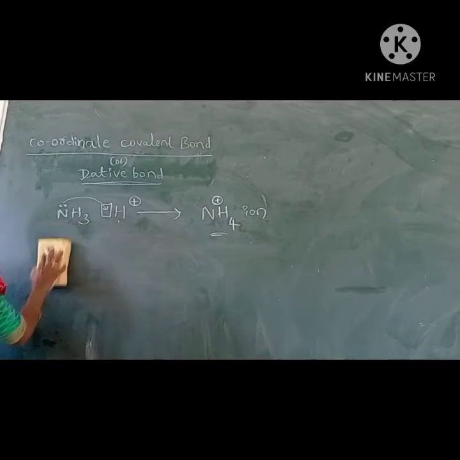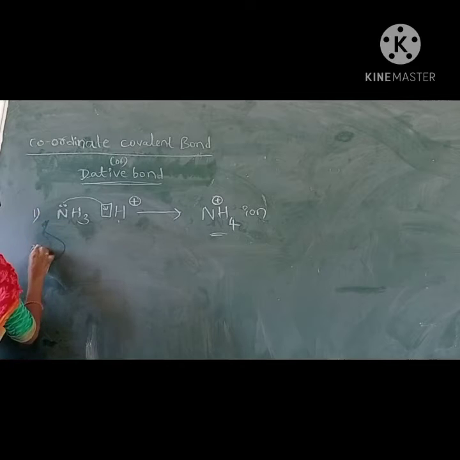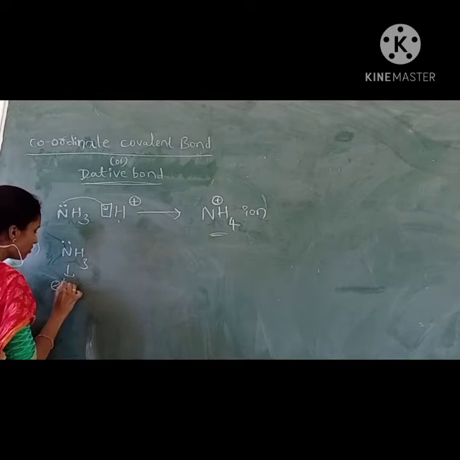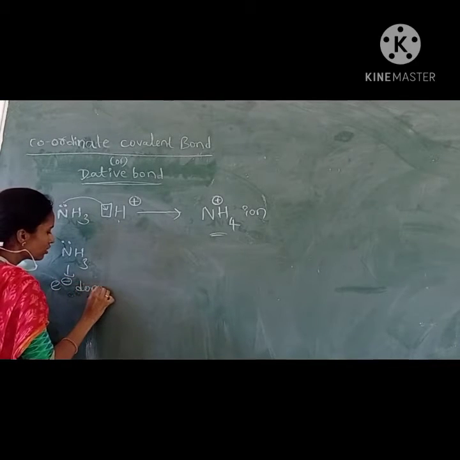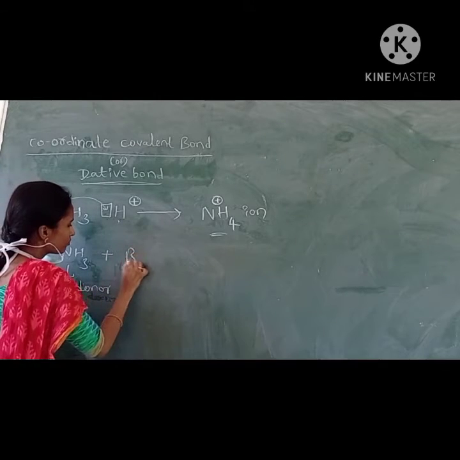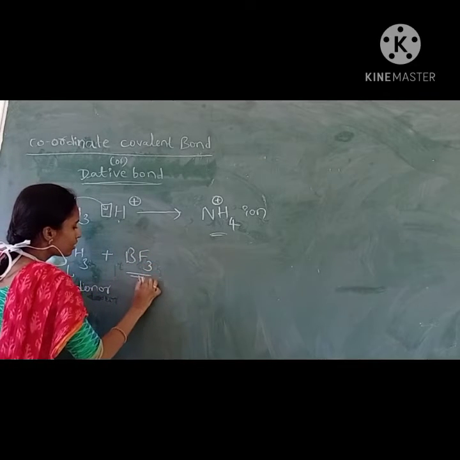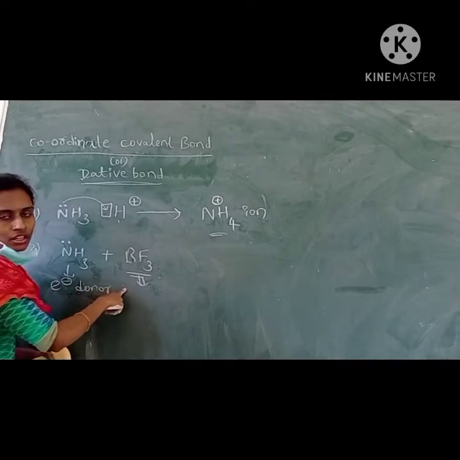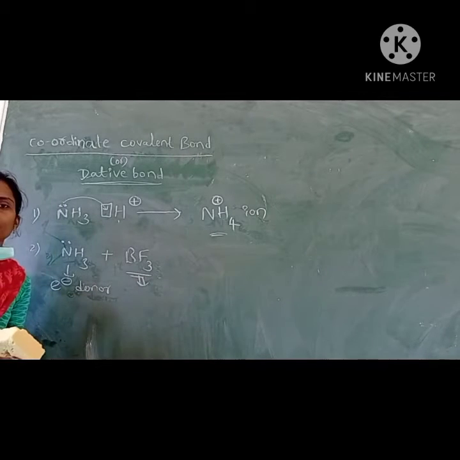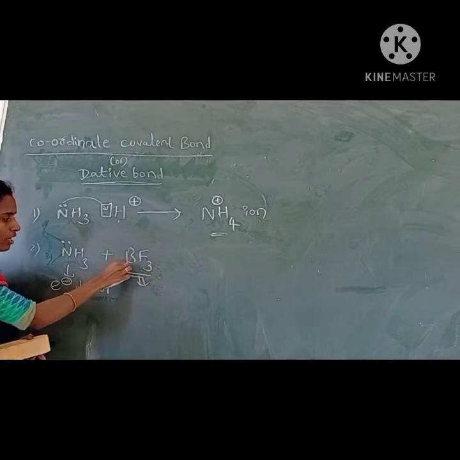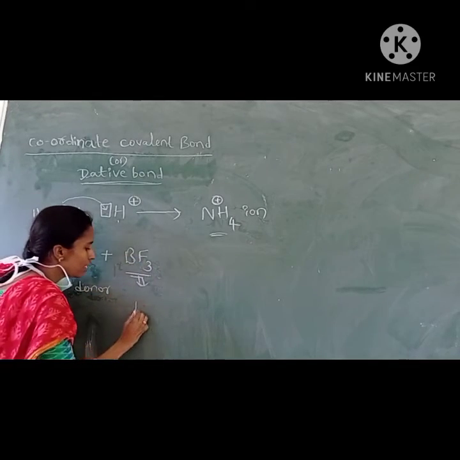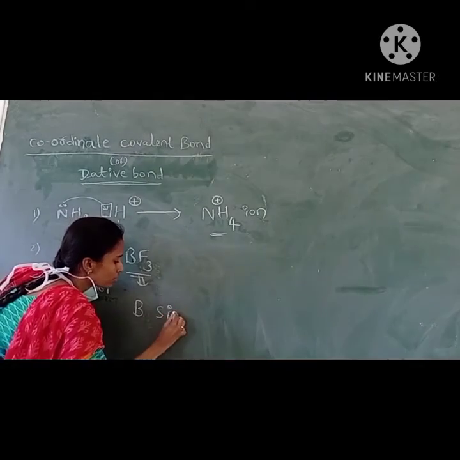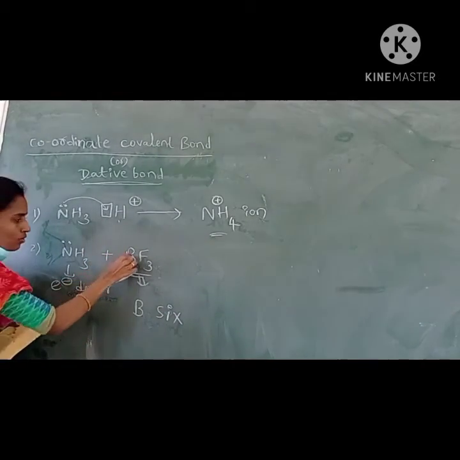Let us see another example. This ammonia acts as electron donor, as we already know, and BF3 is an electron deficient compound. According to Lewis theory, atoms which have octet electronic configuration are stable. But in BF3, the central atom boron has only 6 valence electrons.